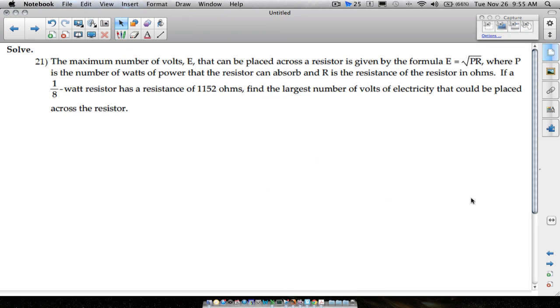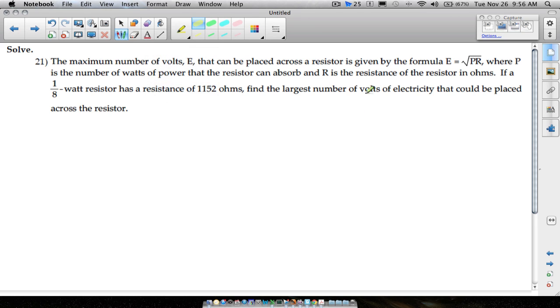All right. 21, the maximum number of volts E that can be placed across a resistor is given by the formula E equals the square root of PR, where P is the number of watts of power that the resistor can absorb and R is the resistance of the resistor in ohms. If a 1/8 watt resistor has a resistance of 1152 ohms, find the largest number of volts of electricity that could be placed across the resistor.